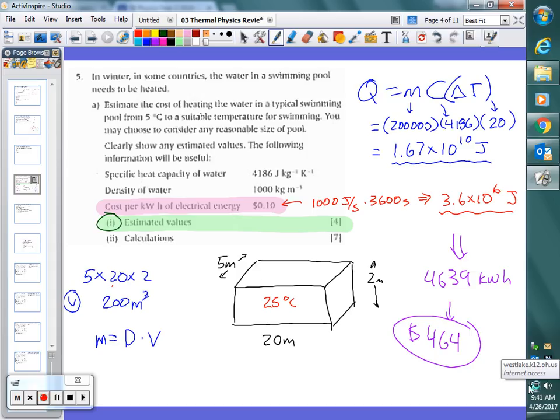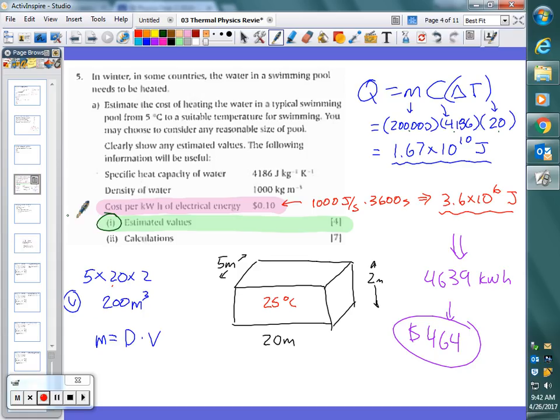Once we figured out the dimensions of the swimming pool, we figured out the volume, then using the density, we figured out the mass of the water in the swimming pool. The problem told us what the specific heat capacity for water is. Then, assuming that our typical swimming pool temperature was 25 degrees Celsius, the change in temperature from 5 to 25 is an increase of 20.